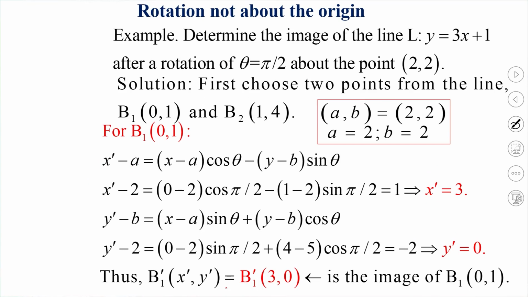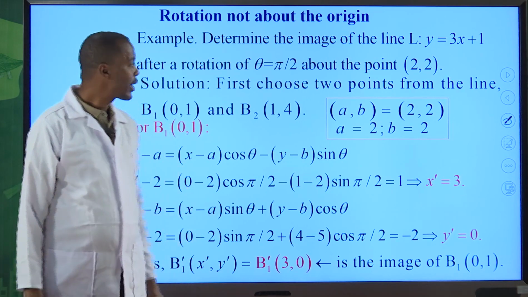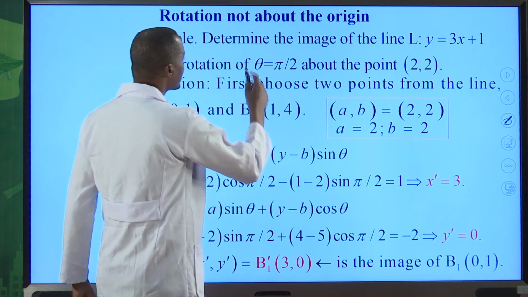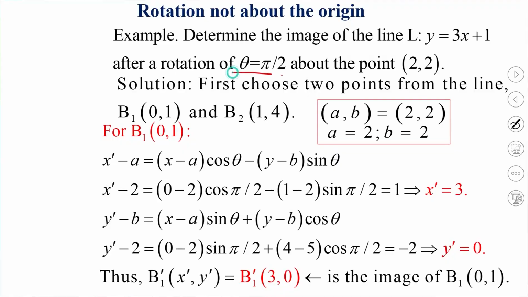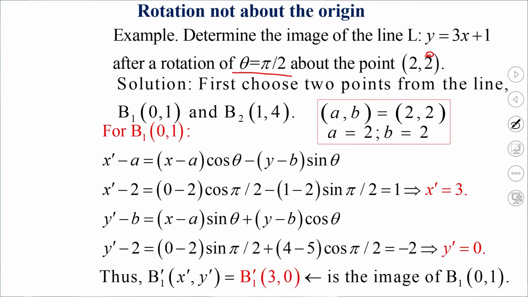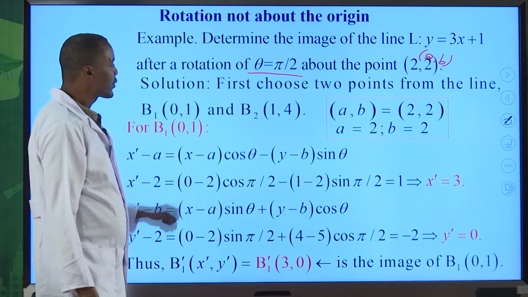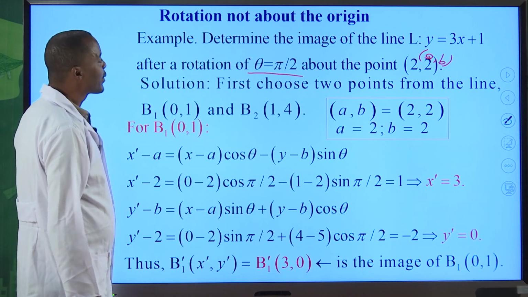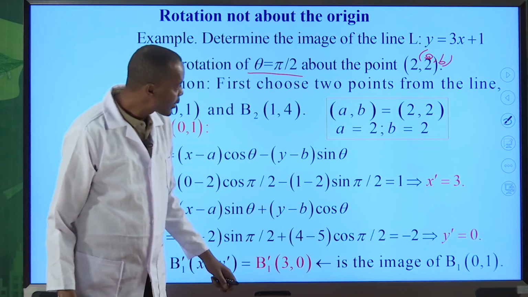This is another example: determine the image of the line. Previously we have been rotating a point about another point. Now I wanted to show you what will happen to the image of the line y is equal to 3x plus 1 after rotation through theta equal to pi over 2 about the point (2, 2). This (2, 2) is nothing but (a, b), where my a is 2 and my b is also 2. And in order to find the solution to this problem, I will pick two random points from my given line, that is y is equal to 3x plus 1.